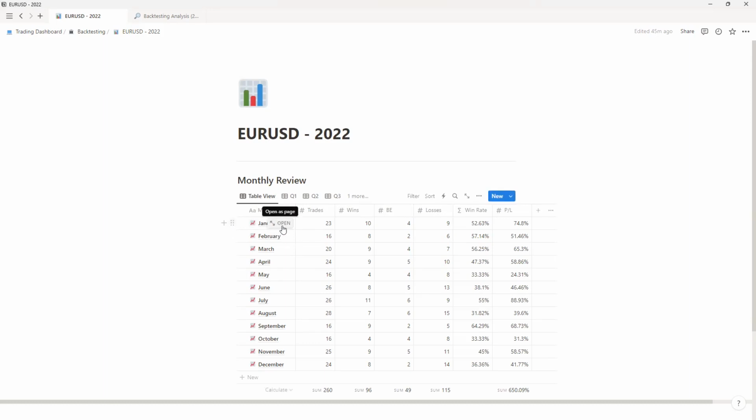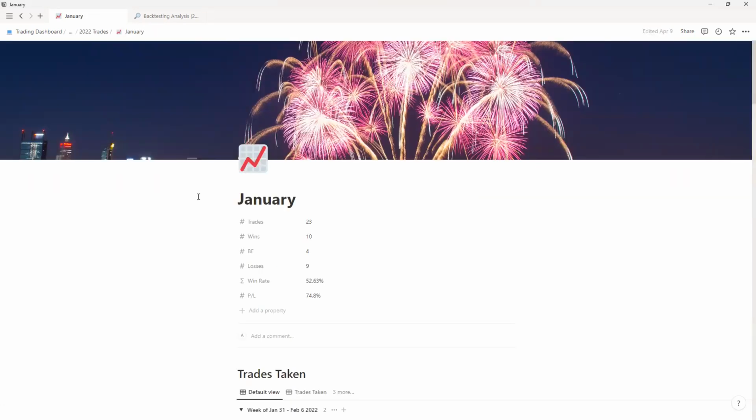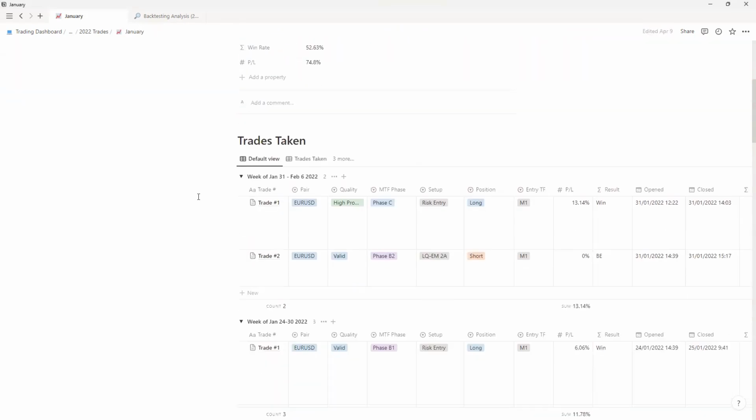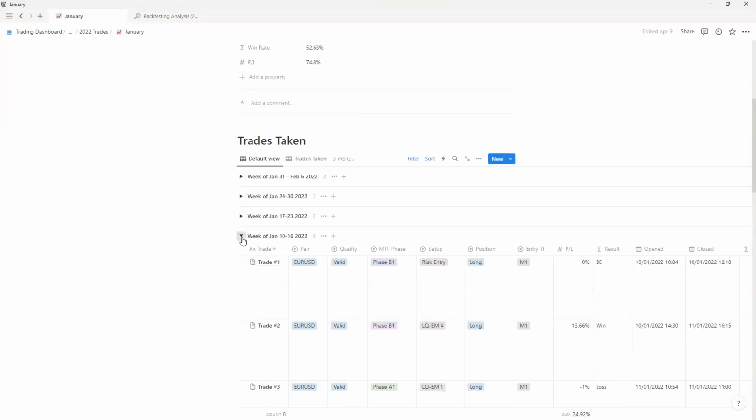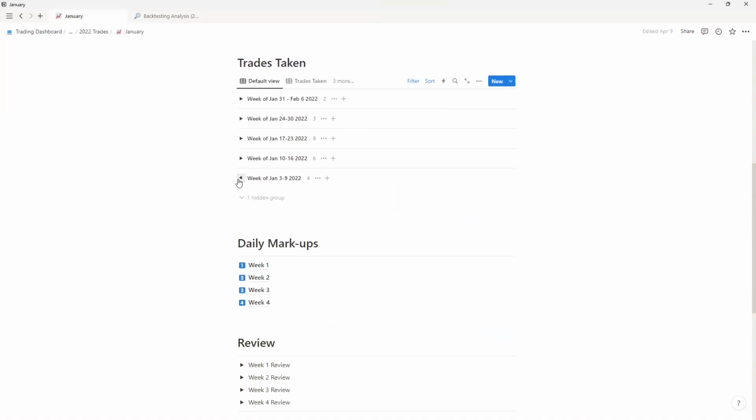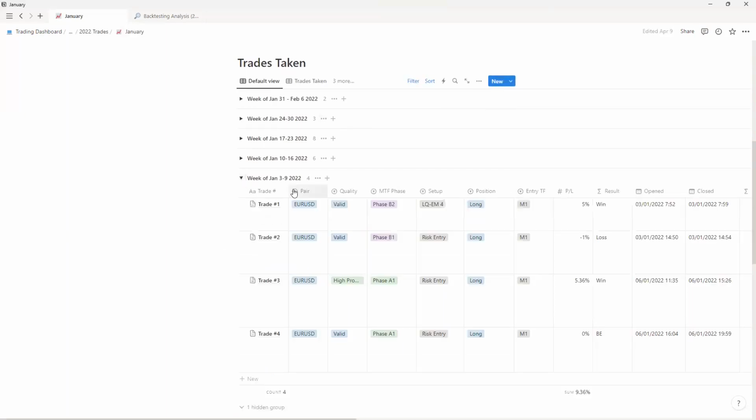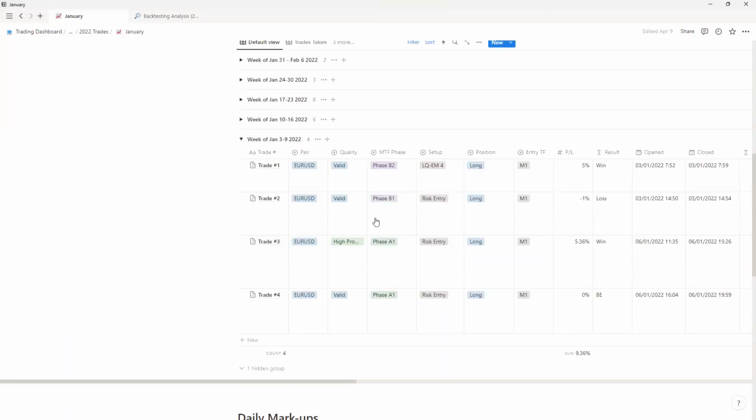So if we jump into January now, you're going to be able to see all the trades I've taken in a lot more detail. Now, as I mentioned, these are sorted weekly. So as you can see, we have all of the weeks of January here, and then within each week, we've got all of the individual trades we've taken that week. Now, I add a whole range of columns to give myself as much data as possible.